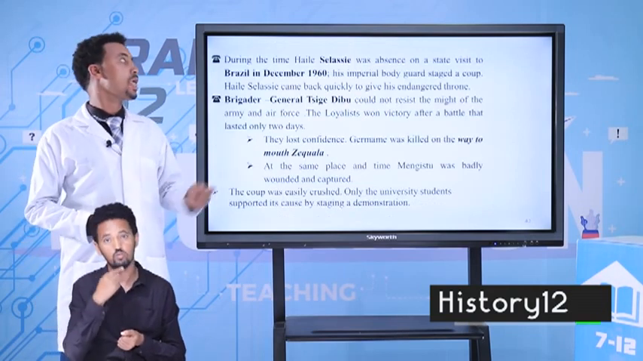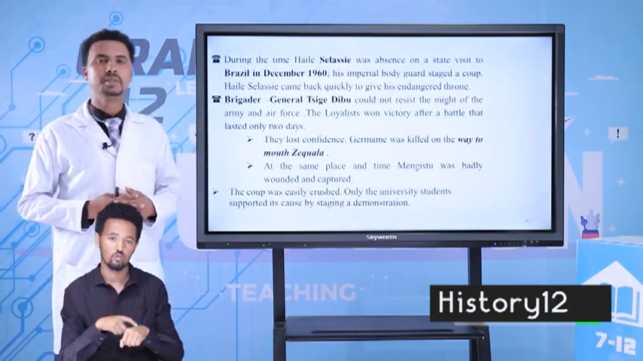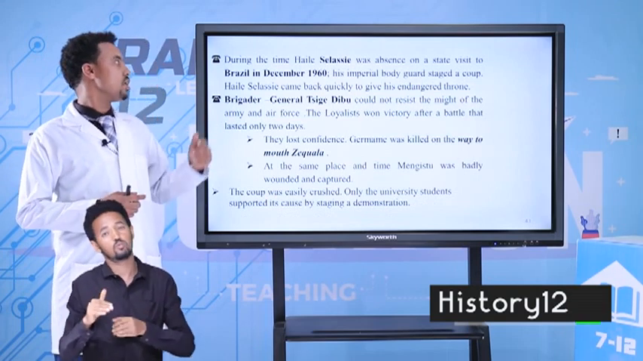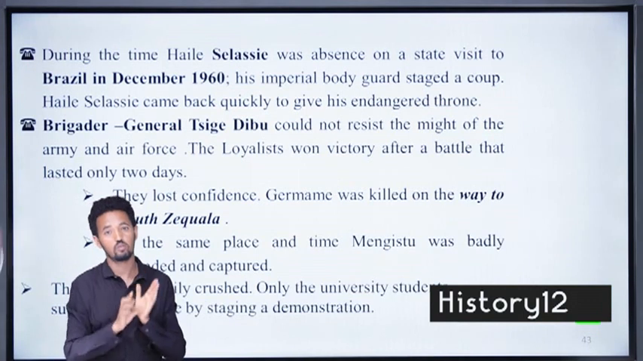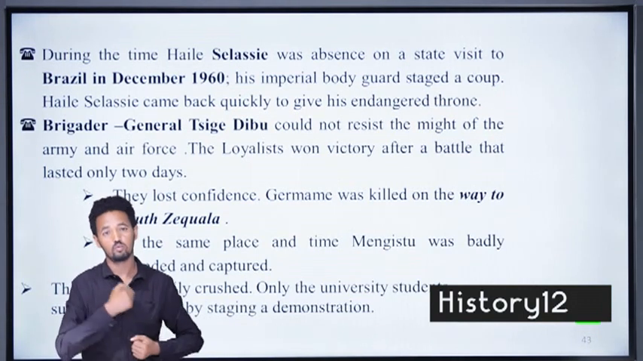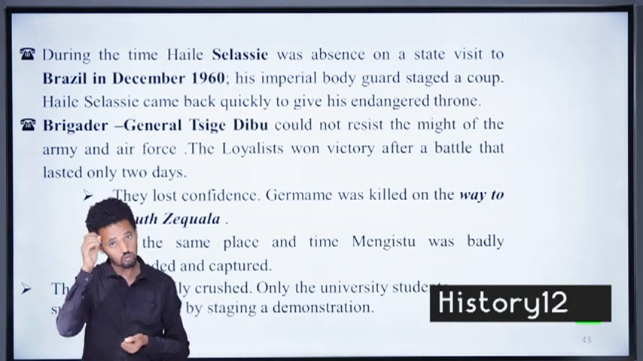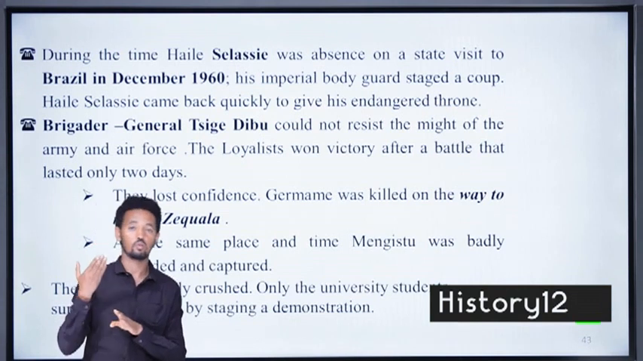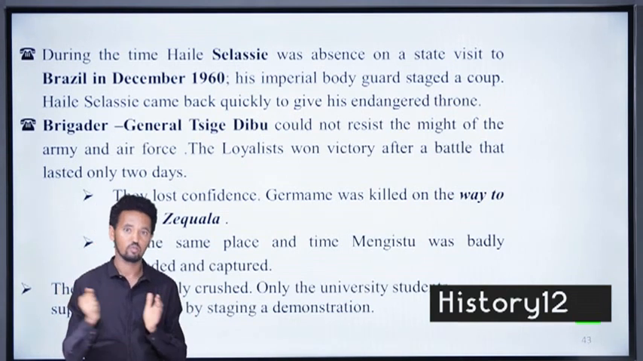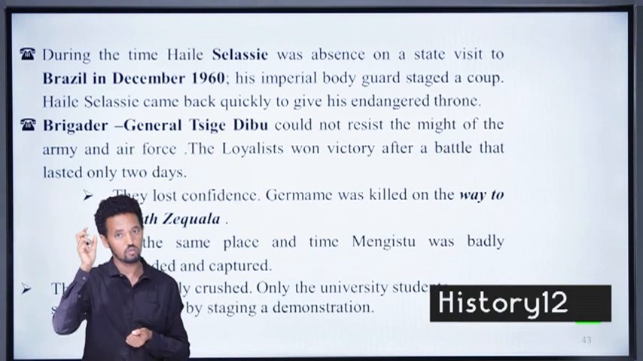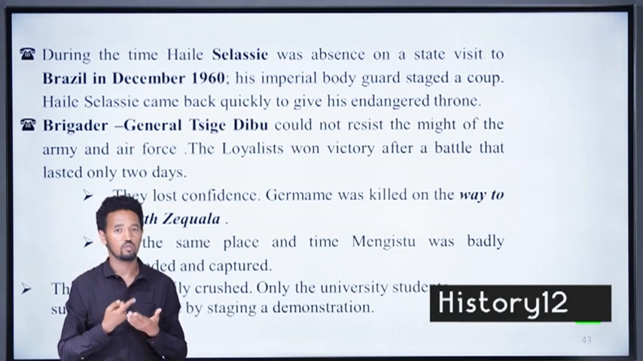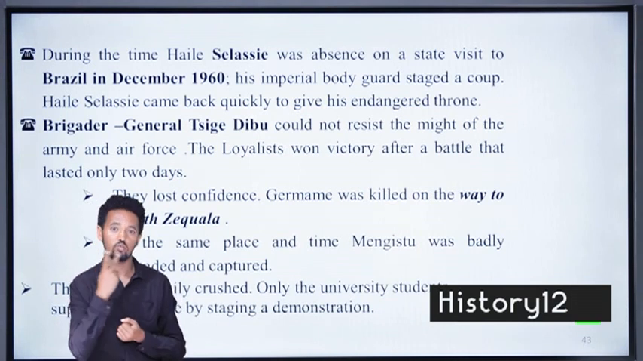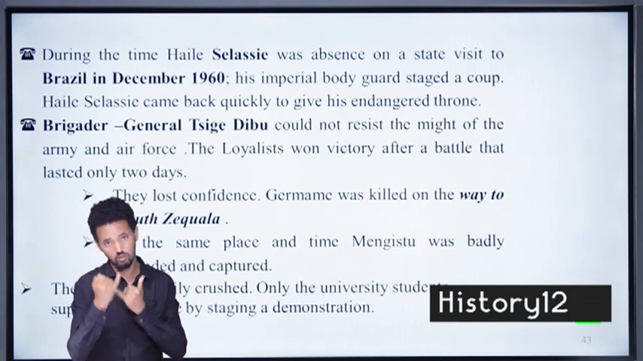During that time, Emperor Haile Selassie was absent from the country. He was in Brazil in December 1960. His imperial bodyguard staged a coup. Haile Selassie came back quickly to save his endangered throne. Brigadier General Tsegaye Gebre-Medhin could not resist the might of the army and air force. Then the loyalists won the victory after a battle that lasted only 2 days.